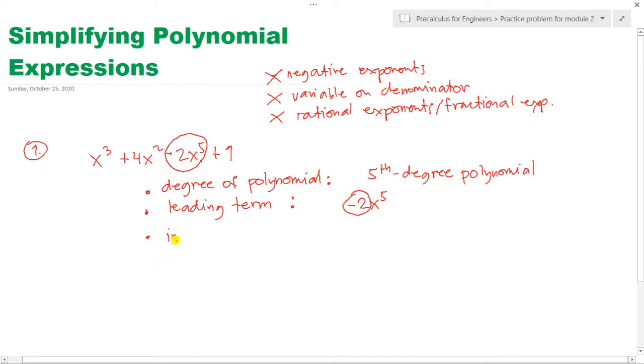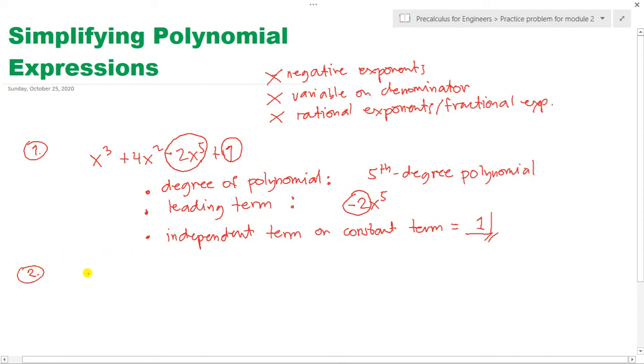The next one is the independent term or the constant term. Again, independent term or constant term is the term that does not contain any variable. So which one in our example? Of course, only 1, because 1 has no variable beside it. So therefore, write the term 1. So that's all. This is all we need to remember in a polynomial expression.